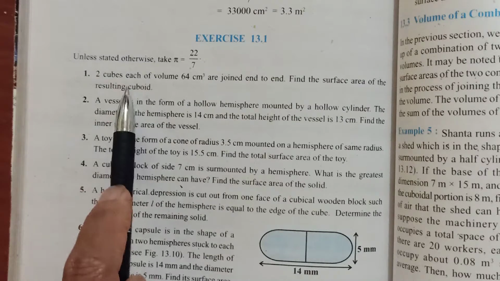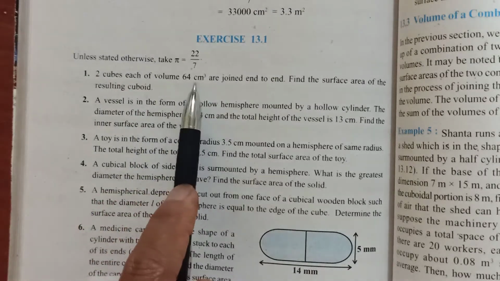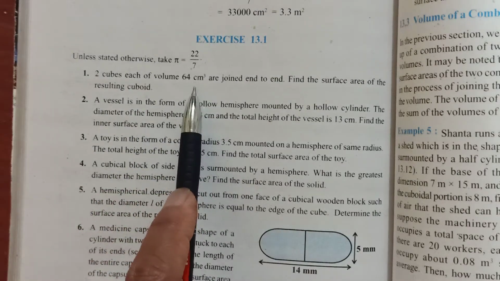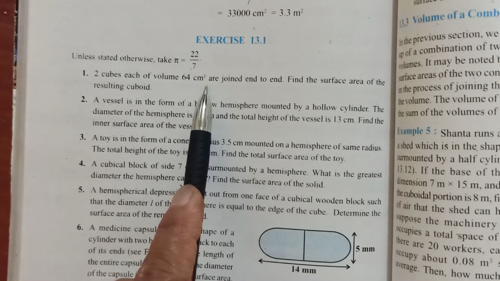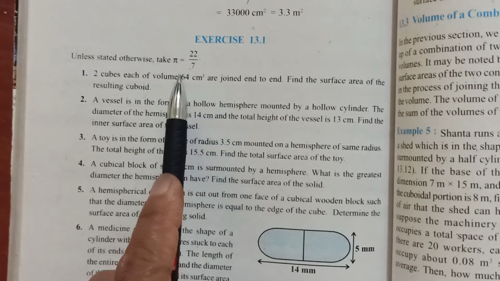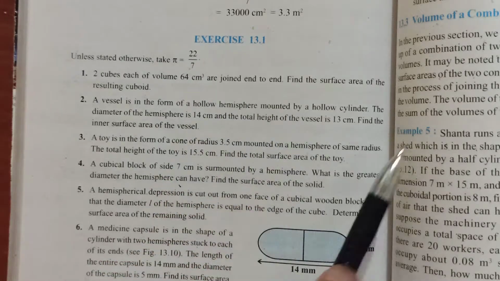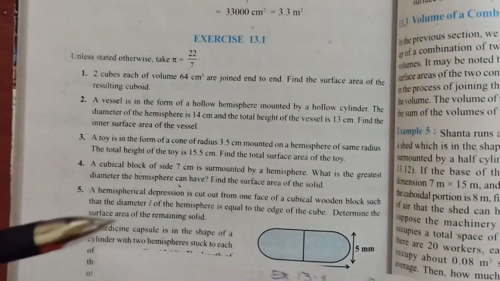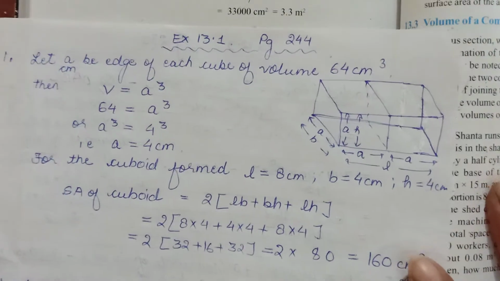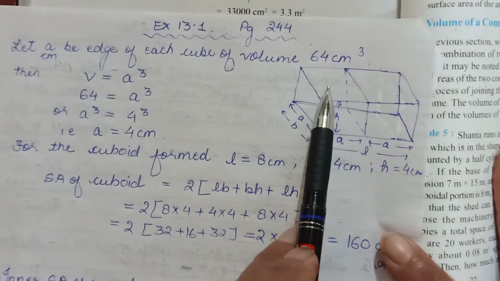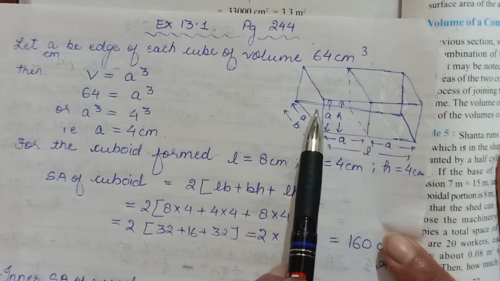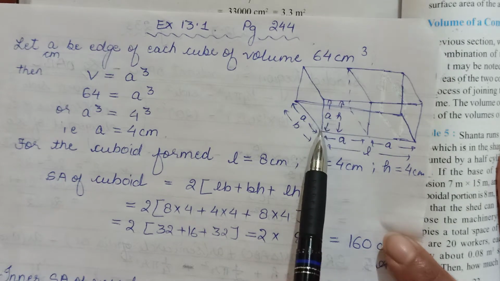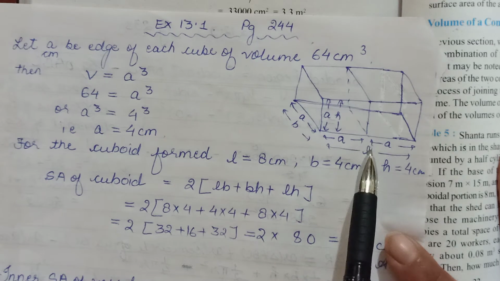तो वो बोल रहा है आपके 2 similar cubes हैं जिनका volume given है. Volume of each cube is 64. So if you know the volume, what is the volume of a cube? Side cube. Okay, so you can find the side from here. And then they have been joined end to end. So somewhat like this is happening. This is one cube and this is the other cube which we have kept next to each other. So for a cube, as I showed you, A, A, A, all sides are equal.